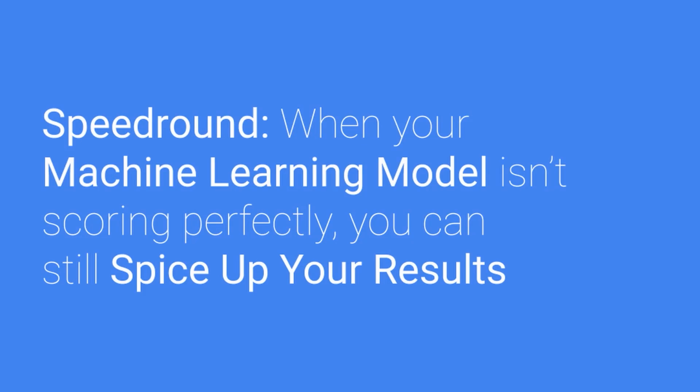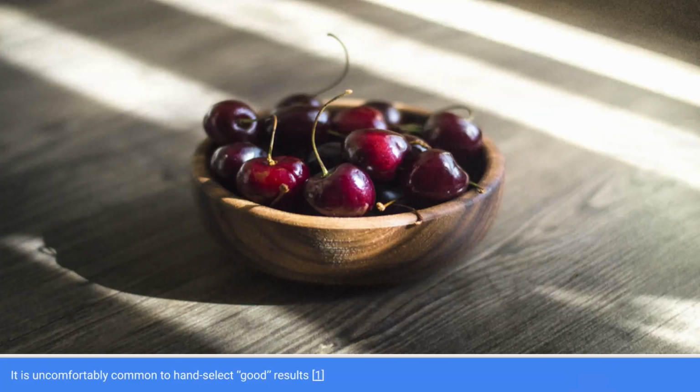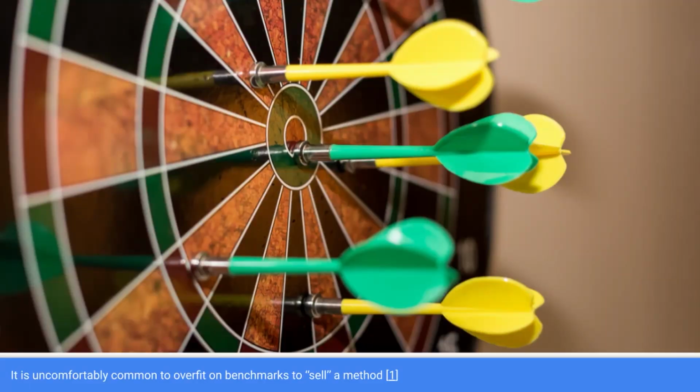Now for the speed round. When your machine learning model isn't scoring perfectly, you can still spice up the results. Cherry picking. Cherry picking is really common in natural language processing, where you just generate a bunch of sentences, and for your paper, you pick the ones that look best. On images, you pick the ones that are most interesting, so it gets published. It is quite common to overfit your method on the benchmark so that your method looks more important. There's a really interesting paper linked, which basically has a look at if ImageNet classifiers actually generalized to ImageNet, and they found that in a lot of cases it is not the case.